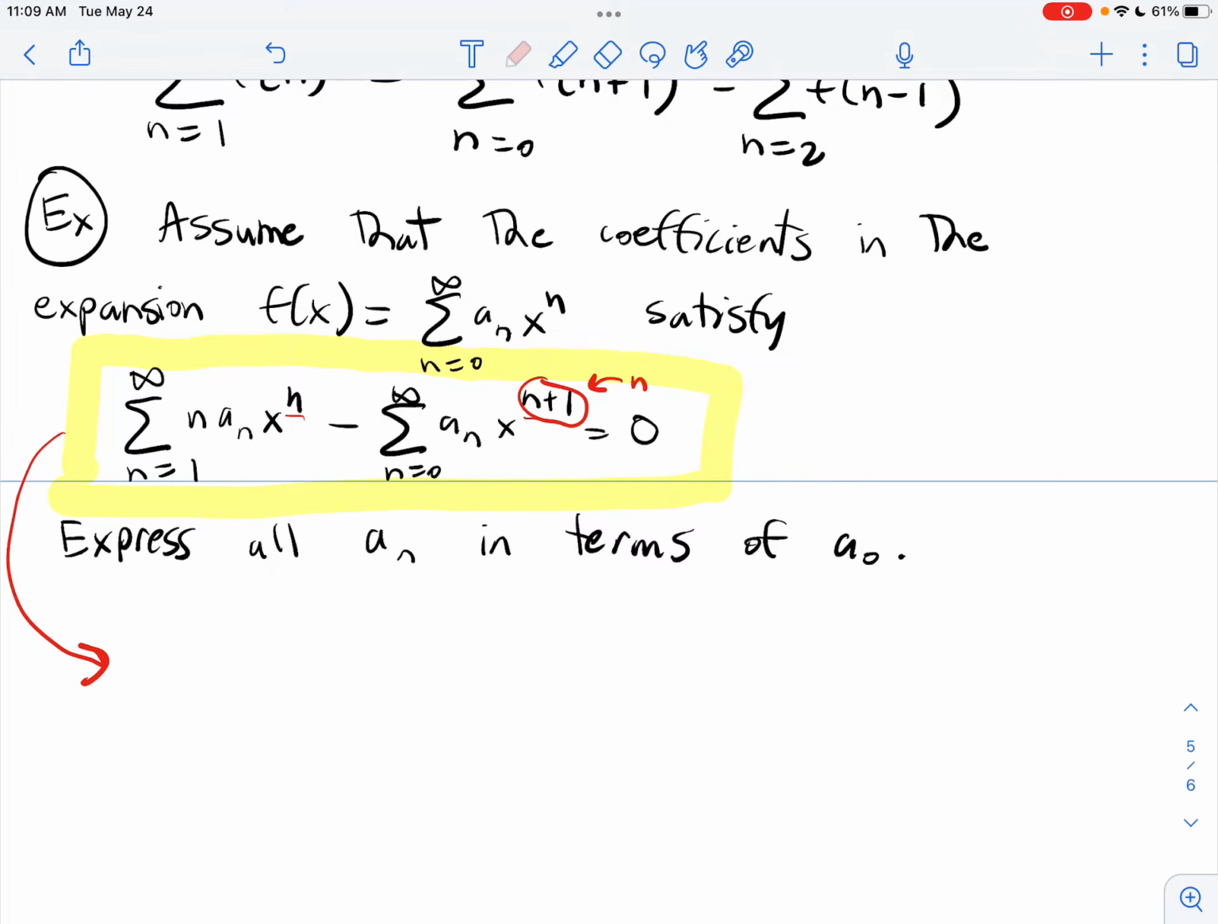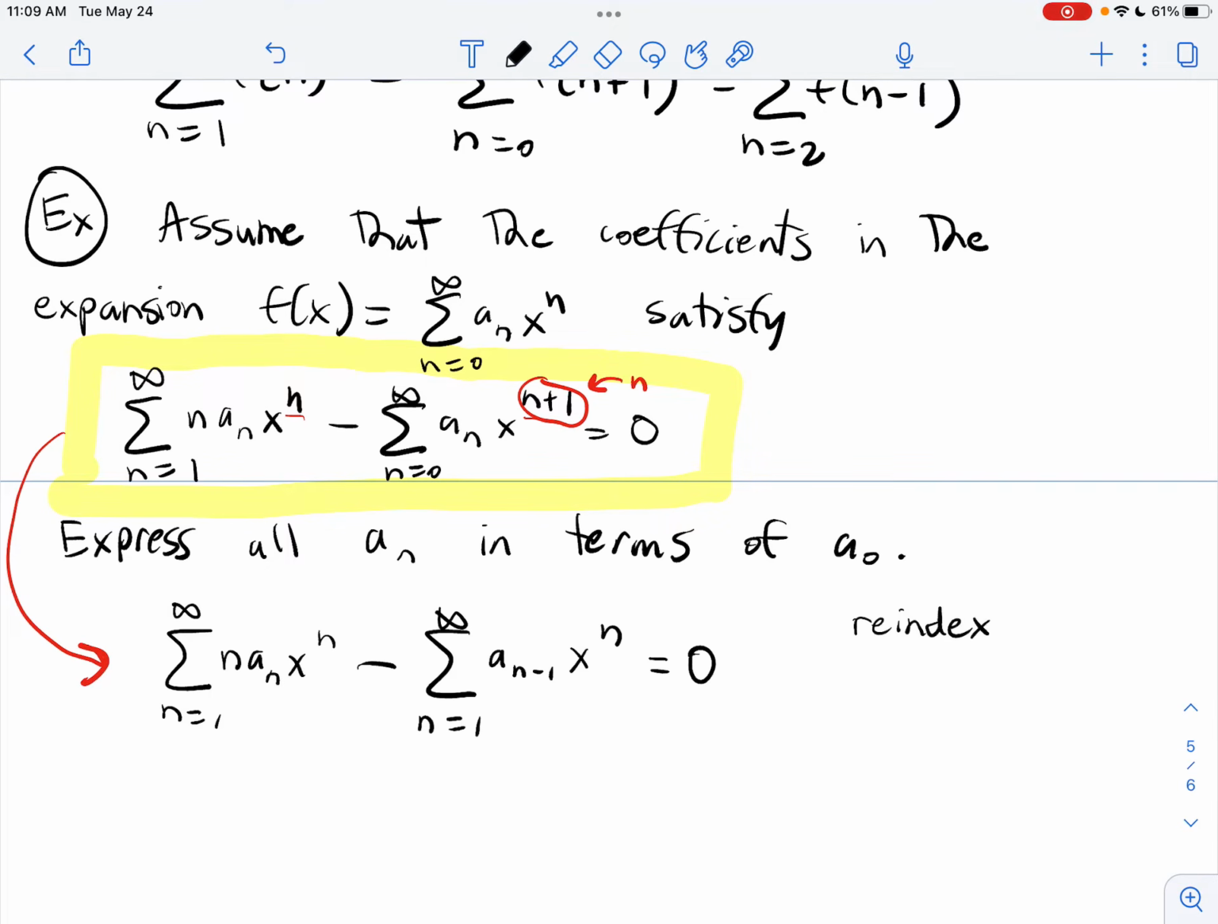And so what we can do is the first sum remains the same. But the second sum is going to go from 1 to infinity, but we now get to subtract 1 from all the n's inside. So this is going to become a_{n-1} times x to the n, and that's going to equal 0. So we re-indexed. Remember I mentioned that trick? Very useful.